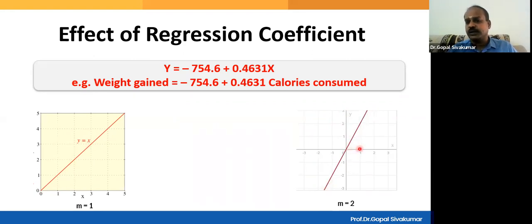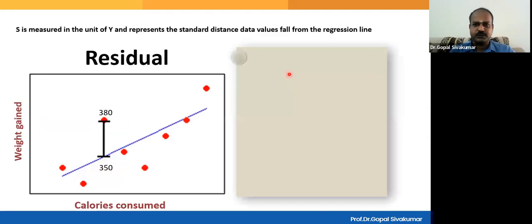But coming to this particular equation graph, see here, again it is passing through the origin. Increasing x by 1 unit increases y by 2 units. That means the equation here is y equal to 2x. Here it is y equal to x. Here it is y equal to 2x. That is how we commented here also. Y equal to 0.4631x. That means increasing x by 1 unit will increase y by 0.4631 unit. So this is how the regression coefficient is helping you.